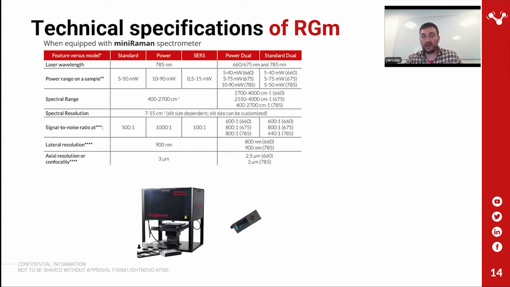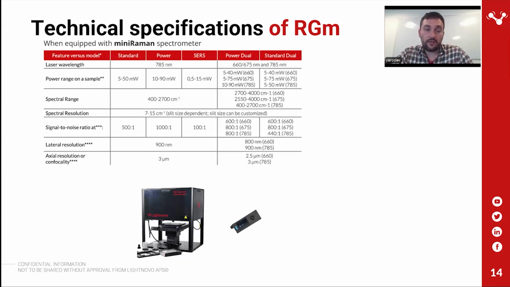Here, the spectral range starts from 400 inverse centimeters, but for many applications it's acceptable, especially for just fingerprinting of compounds. So the spectral range is 400 to 2700 wave numbers for the single wavelength 785. When it's dual, it expands the spectral range up to 4000 wave numbers. We had a separate webinar on the mini Raman spectrometer, but here is how it operates: you have the same optical spectrometer and two lasers, and the second laser just expands the spectral range.